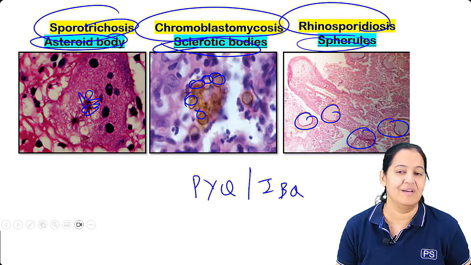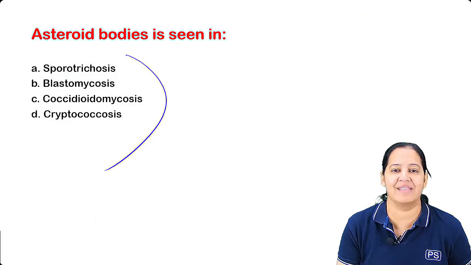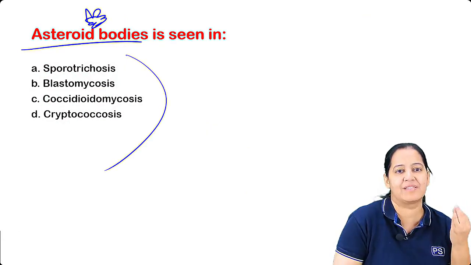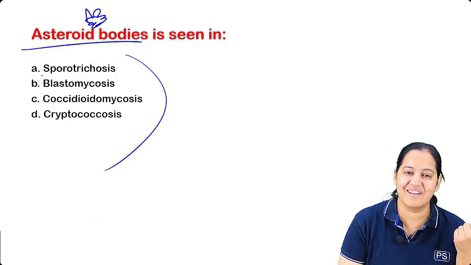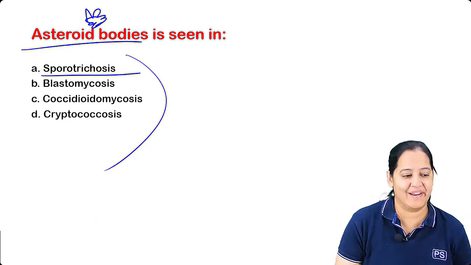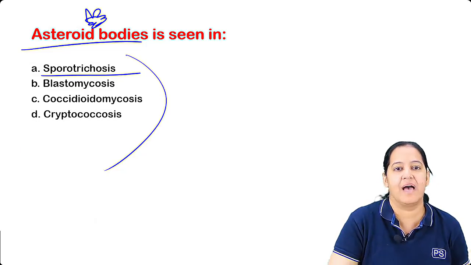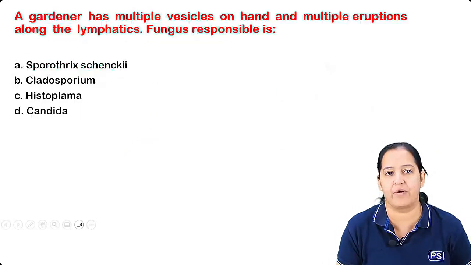Repeated question. Say something, people, respond. Appreciate my efforts. Okay? Read the question, tell me the answer. Asteroid bodies are seen in... asteroids are the stars. So in which are stars seen? What's the correct answer? Yes, the correct answer is sporotrichosis. Absolutely correct. Very good. Asteroid bodies, also known as cigar bodies. If I use the word cigar, the answer is still the same. It is sporotrichosis.